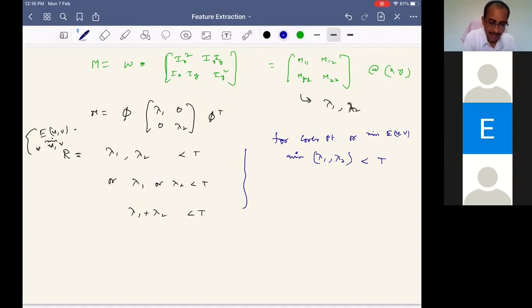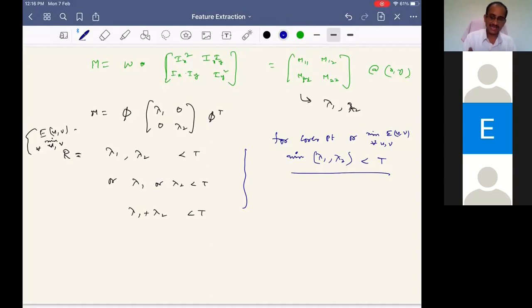Now the question is, this is how some of the operators actually work. Just pick out the lambda 1, lambda 2 for this matrix and see whichever, if the minimum of these is itself less than a threshold, you consider it as a corner point.